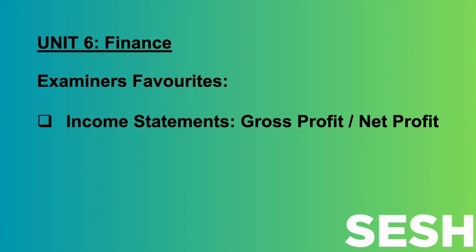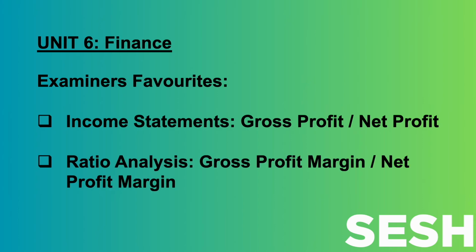Unit 6, Finance, Examiner's Favourites. Well, there's two big ones here, and they're very much related. So income statements, and thinking about calculating gross profit and calculating net profit. Gross profit is revenue minus cost of sales, and net profit is going to be your gross profit minus your expenses.